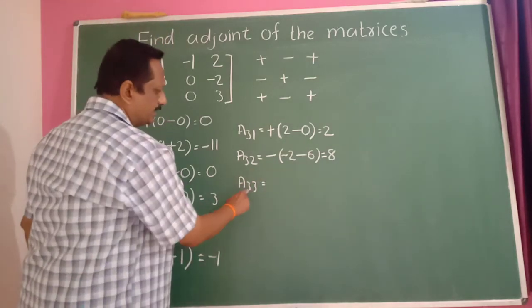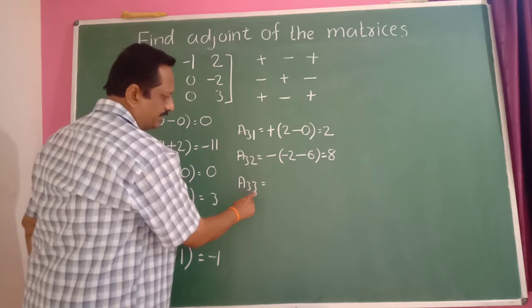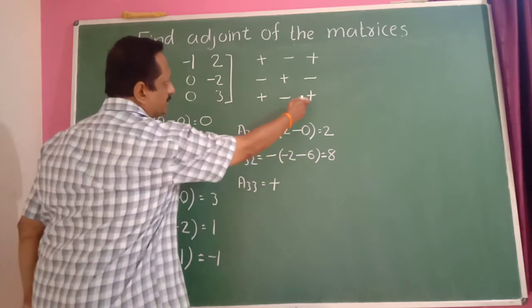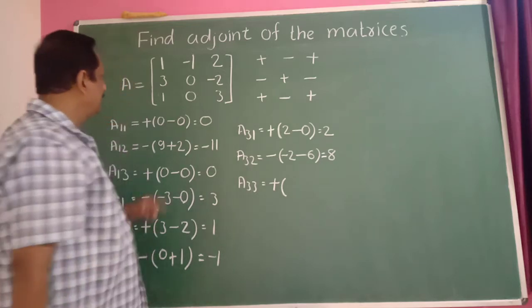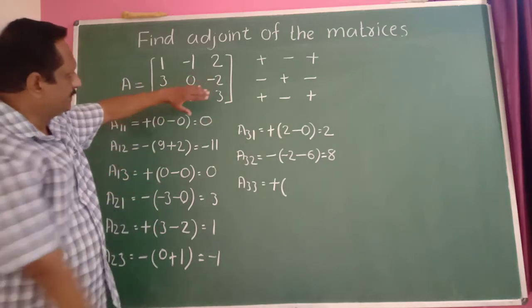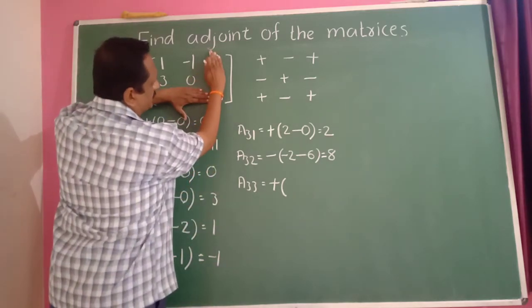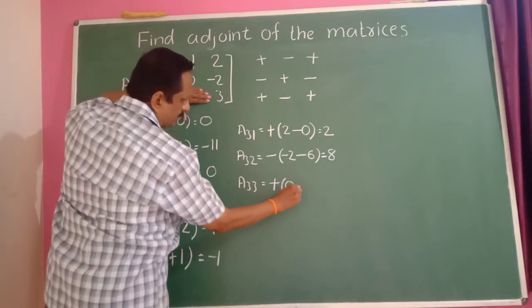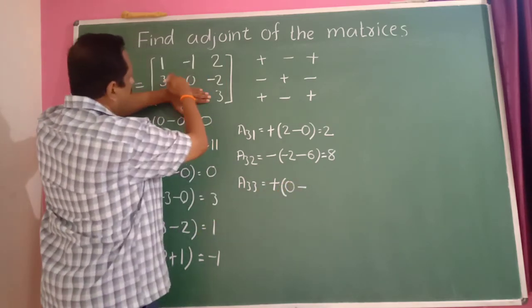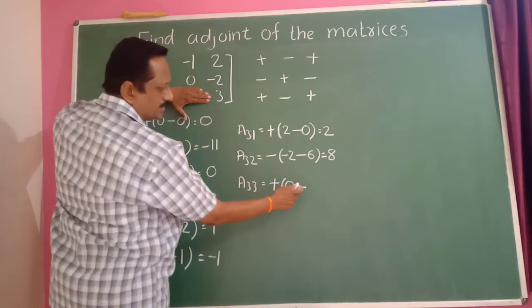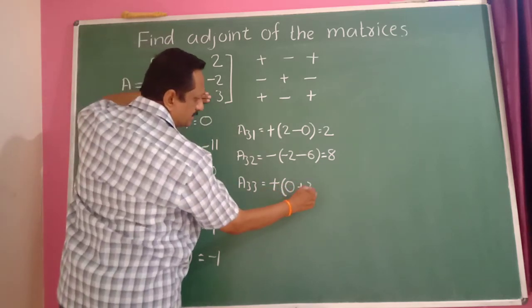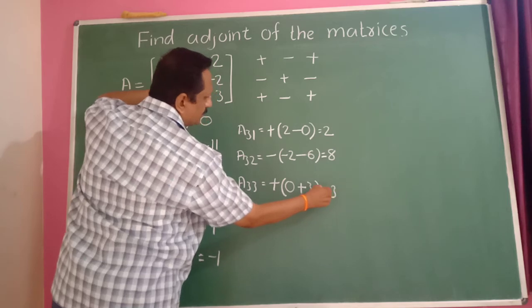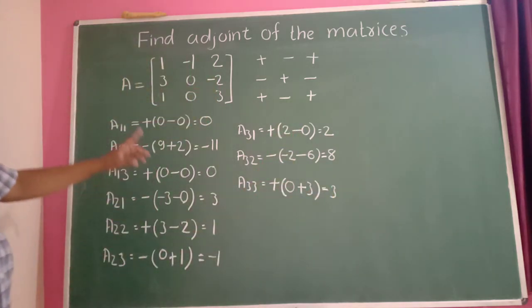Then A33. 3 plus 3 is 6, an even number, take the plus sign. Then delete the third row and third column. These are the remaining elements. 1 into 0 becomes 0. Minus 1 into 3 is minus 3. Minus and this minus make plus, so plus 3. These are all the cofactors.